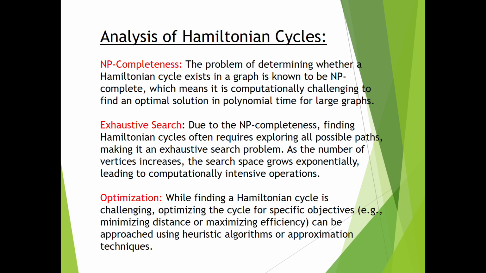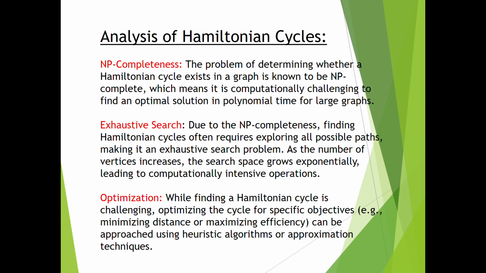Analysis of Hamiltonian cycles: NP completeness, exhaustive search, and optimization. NP completeness: the problem of determining whether a Hamiltonian cycle exists in a graph is known as NP complete, which means it's computationally challenging to find an optimal solution in polynomial time for a large graph. Exhaustive search: due to the NP completeness, finding a Hamiltonian cycle often requires exploring all possible paths, making it an exhaustive search problem. As the number of vertices increases, the search space grows exponentially, leading to computationally intensive work.